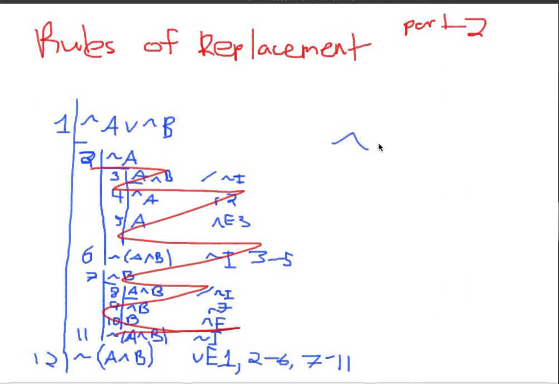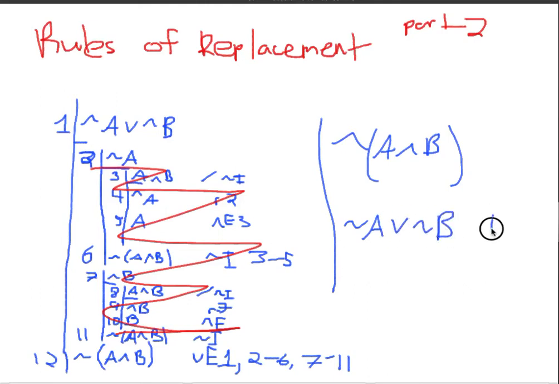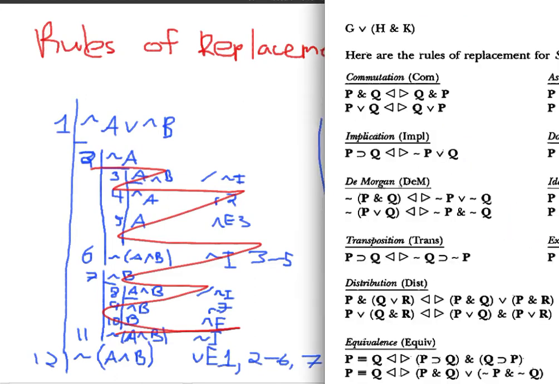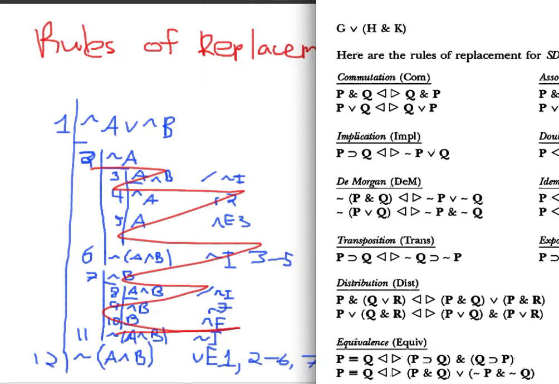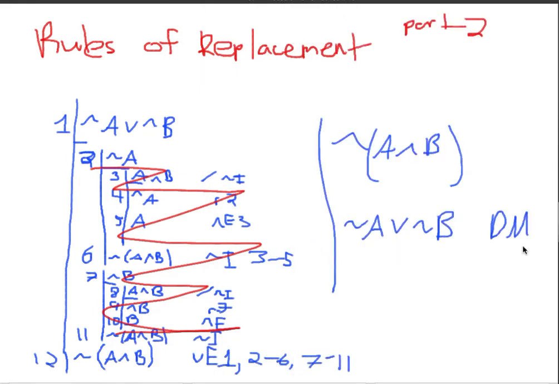So if we had not A and B, we could then have, by De Morgan's law, we could say, okay, not A or not B. And you would say DM is usually the short. I think the book uses DEM, but I'm happy if you use just DM. That's okay. You can just cite that if this were line 1. You can just say, by De Morgan's law, on line 1.